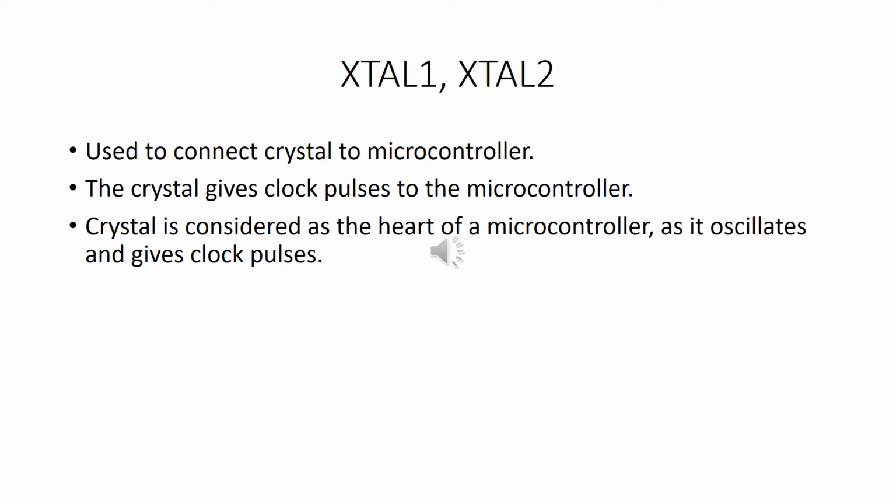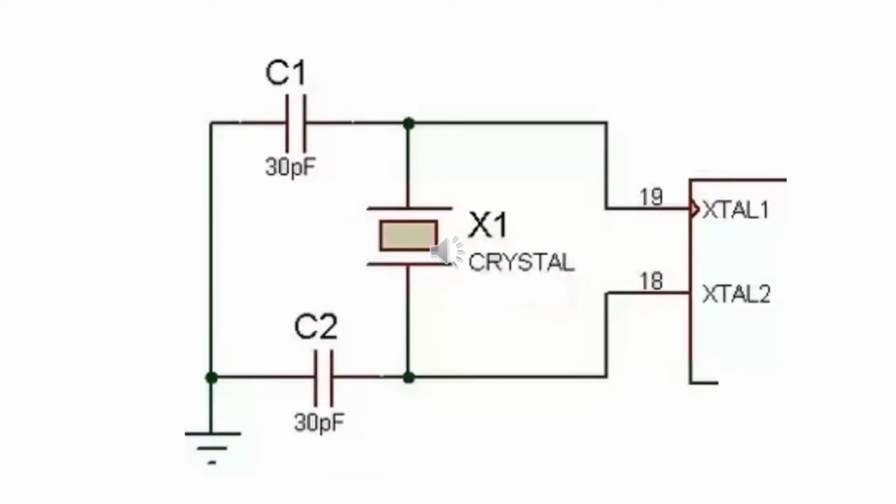As I had told, XTAL1 and 2 are two pins of the microcontroller. This crystal gives the clock pulses to the microcontroller. It is considered as the heart of the microcontroller as it oscillates and gives clock pulses. This is how the crystal is connected to the pins. The crystal is connected in parallel with the capacitors, and the connection is done in this way.